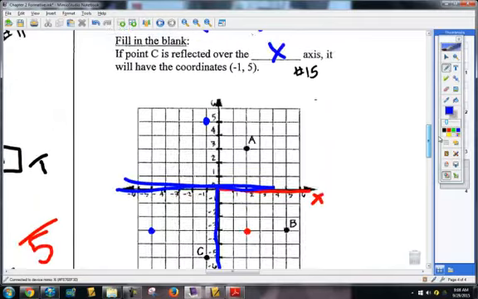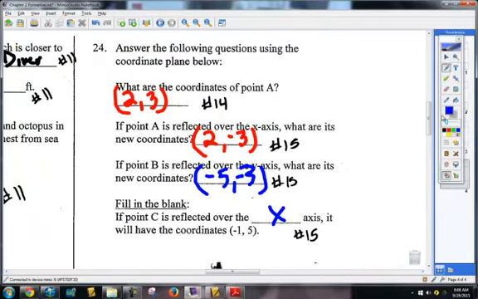What was that learning target? Yeah. 15. First one was 14. Yeah. And all of them. You get it, Evan.